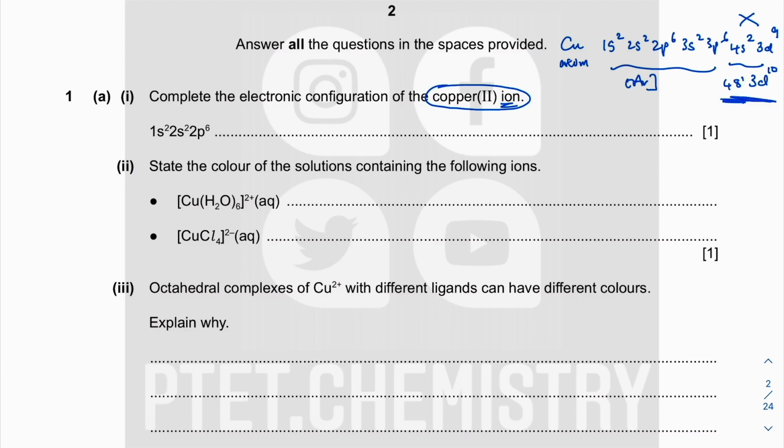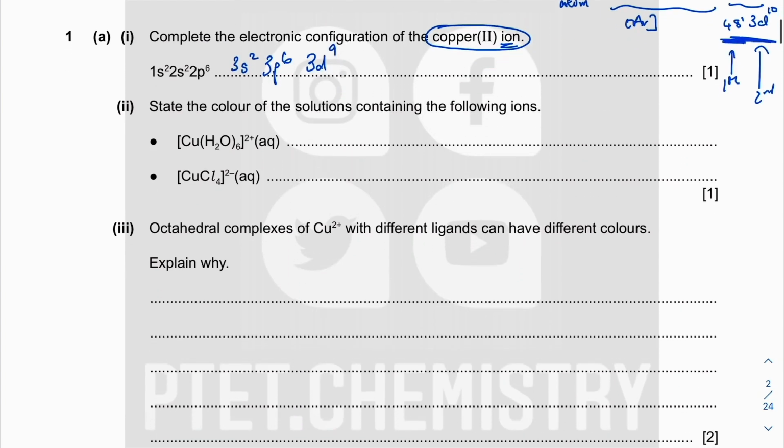We fill the 4s before the 3d, but when we remove the electrons to form the ion, we also remove from 4s before 3d. So you remove the first one from there, because there's the 4s1. Then you remove the second one from the 3d, which means you're going to be left with 3p6 and then 3d9. Okay, so that copper 2 configuration is a case study for you as well in A2 chemistry.